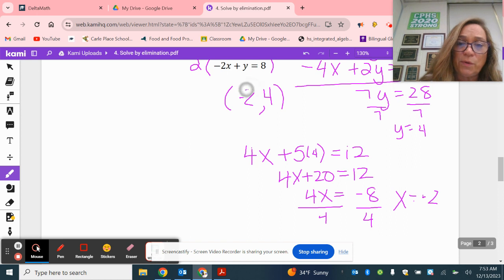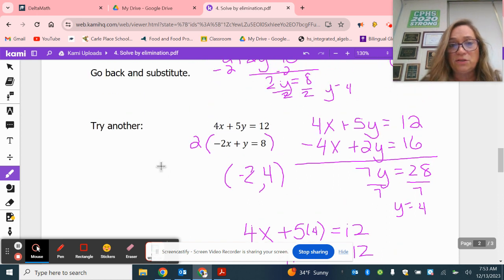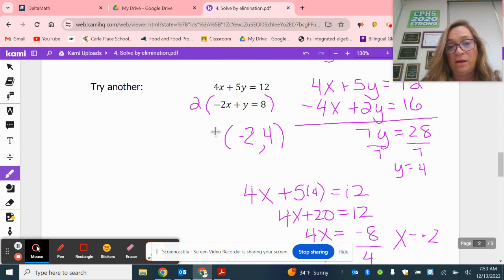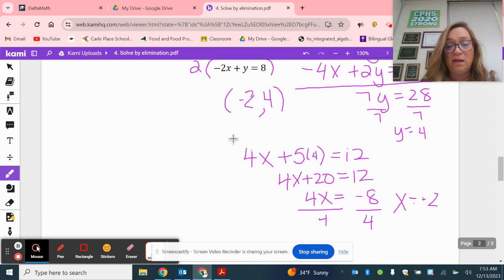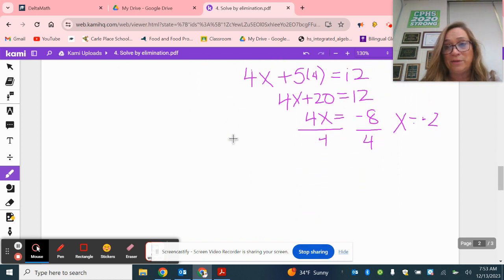Sometimes I just do a quick mental math check. So I go back and I'm like, okay, 4 times -2 is -8. 5 times 4 is 20. -8 plus 20 is 12. I know I'm right. Okay, -2 times -2 is +4. +4 plus +4 is 8. I know I'm right. So sometimes you can just go back and do mental math.